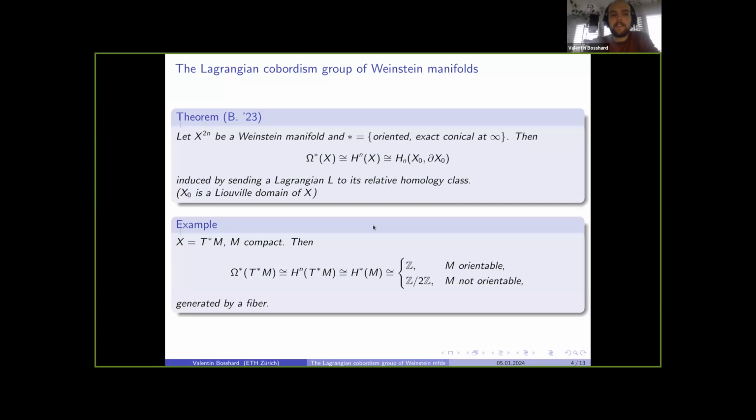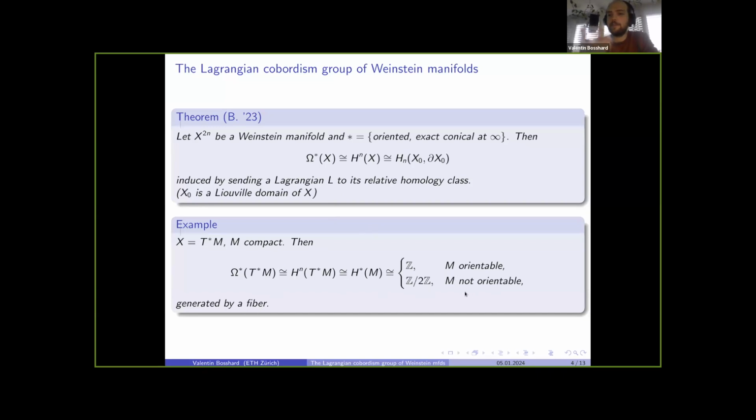If X is a cotangent bundle of a compact manifold M, then by the theorem above, this tells me that we get cohomology of the cotangent bundle, which is cohomology of the manifold itself. And this is always generated by one object, but there's a difference if M is orientable or M not orientable. In both cases, it's generated by a fiber.